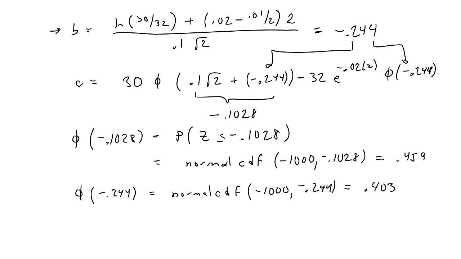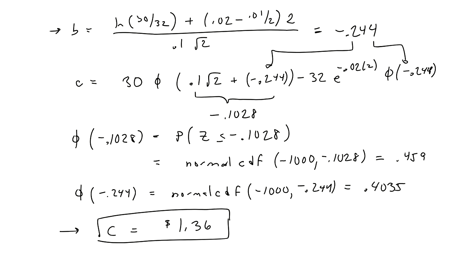Do the same thing for the phi of B. Plug it all in, and you get a price that you charge for the option. And here, as you might expect, you can't charge too much for it, since mu and sigma are fairly low, so it's not changing much.